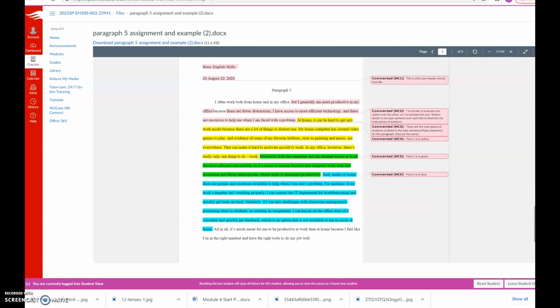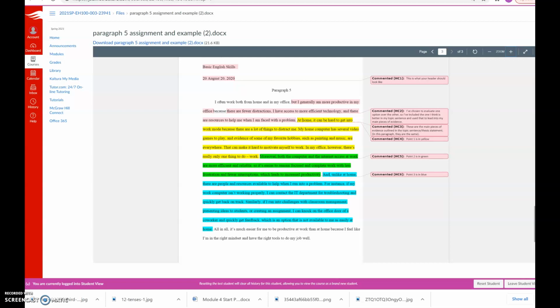Unlike at home, there are people and resources available to help me when I run into a problem at work. For instance, if my work computer isn't working properly, I can contact the IT department for troubleshooting and quickly get back on track. Similarly, if I run into challenges with classroom management, presenting ideas to students, or creating an assignment, I can knock on the office door of a coworker and quickly get feedback, which is not an option as easily available to me at home. So I've compared resources side by side for working at home and working from the office.